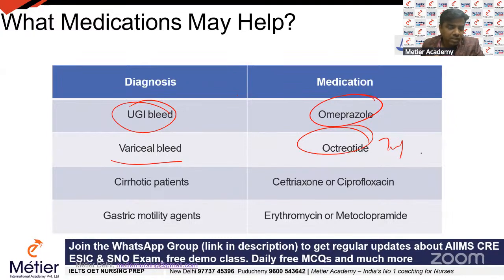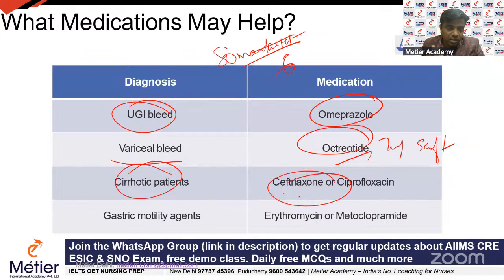So octreotide is the safer medication which helps in esophageal varices. Those working in the GE department may know that somatostatin is usually given, but it is not as safe. To prevent heart arrhythmias, it is better to go for octreotide. Cirrhotic patients compulsorily need antibiotics; start prophylactic-dose antibiotics immediately. Gastric motility agents can also be used in some conditions, such as erythromycin or metoclopramide.